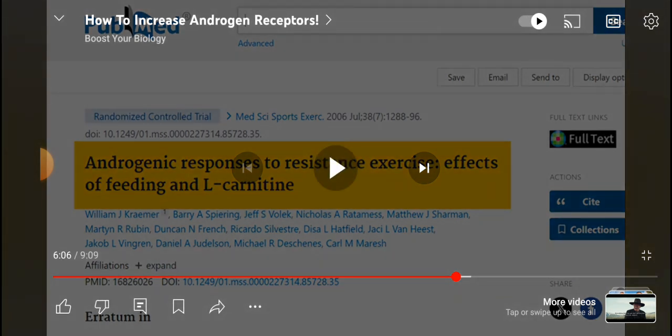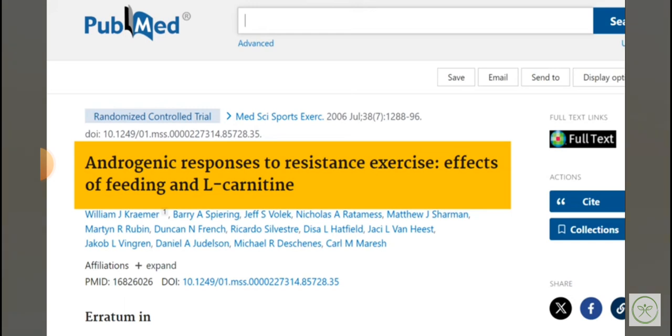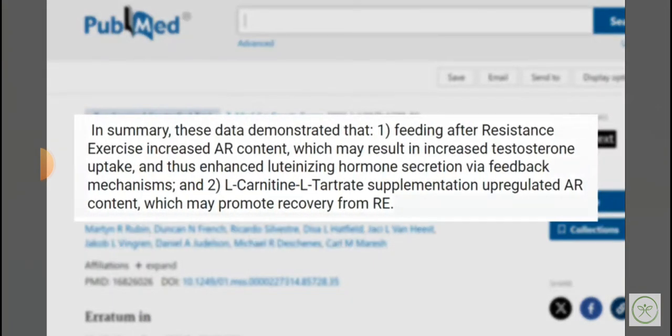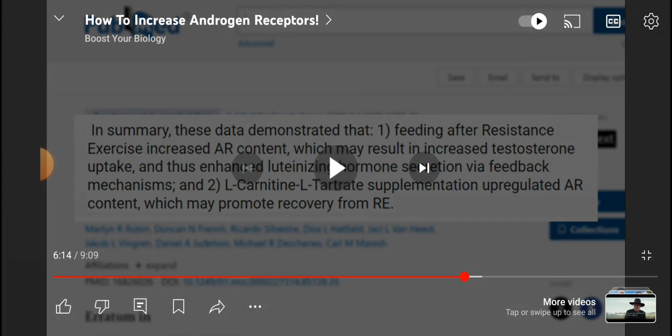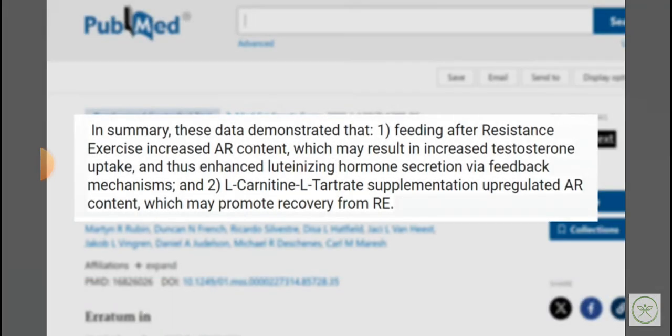Effects of feeding and L-carnitine. The key takeaways from this study was that feeding or eating after a workout compared to drinking water. Yeah, I know this already. People know this already. And then before you go to sleep, they tell you to take casein, some fake powder casein. What do you mean casein? Eat meat, bro. Eat your natural diet.